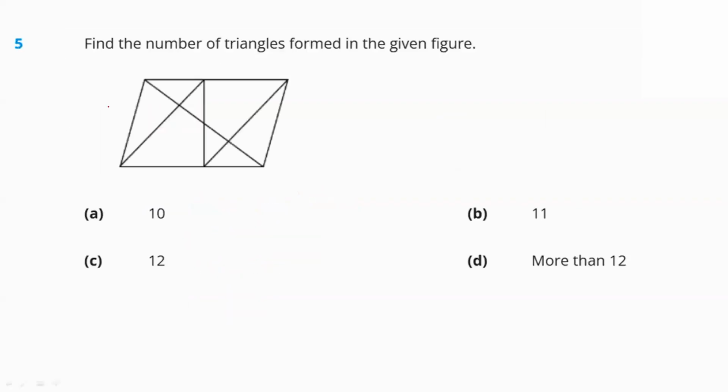Next, find the number of triangles formed in the given figure. So how many triangles are there in this figure? 1, 2, 3, 4, 5, 6, 7, 8. 8 triangles. Now, apart from that, what are the other triangles we have?